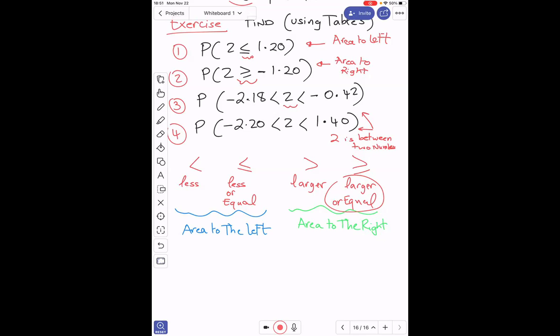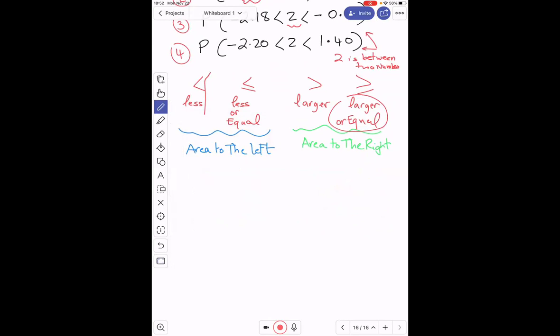Oh, let me just say one thing, guys. This is an important remark. Before going over the exercise, in the table the smallest value of Z is negative 3.49, right?